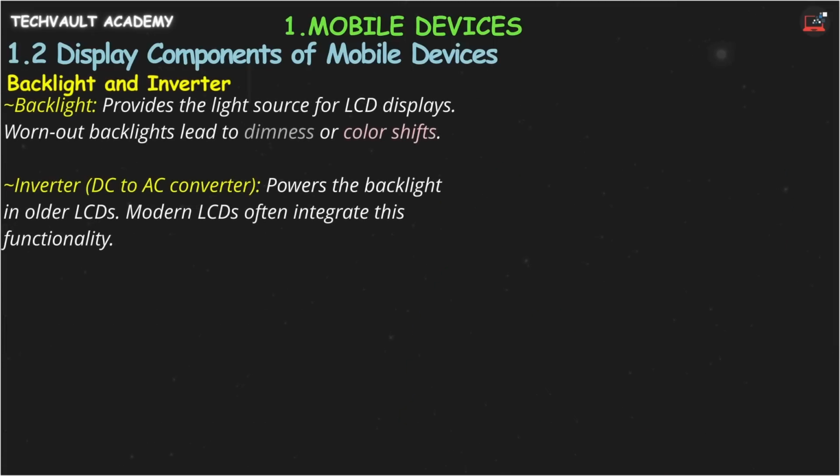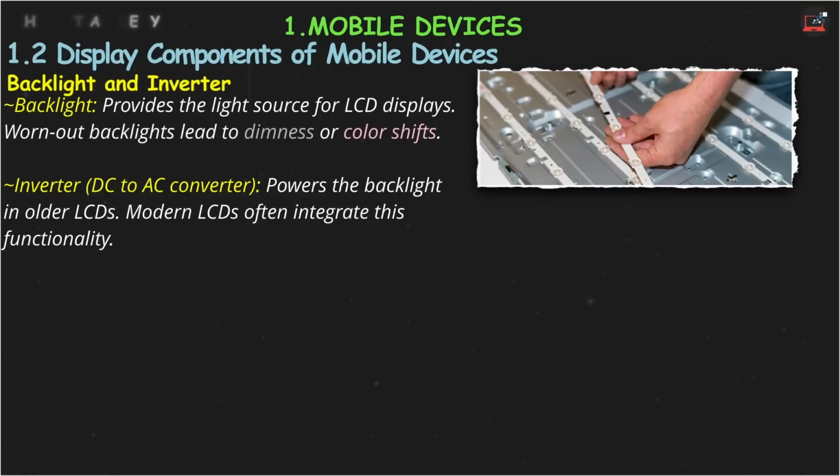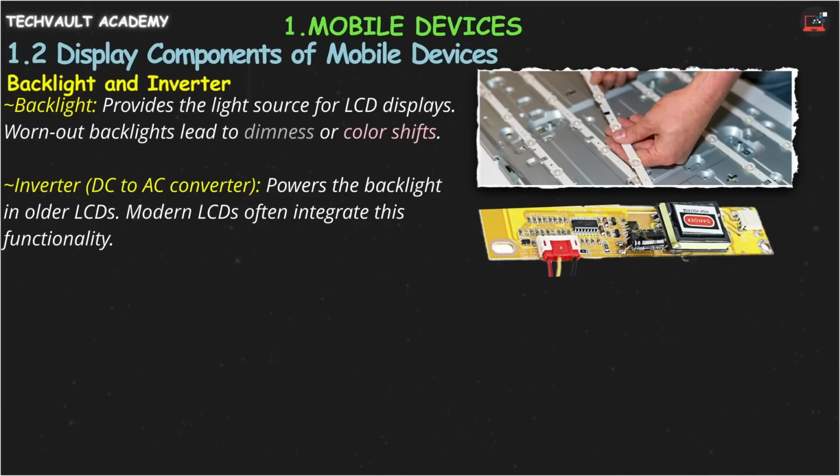Behind the scenes: backlight and inverter, LCD only. Backlight provides the light source for LCD displays. Worn-out backlights lead to dimness or color shifts. Inverter, DC to AC converter. Powers the backlight in older LCDs. Modern LCDs often integrate this functionality.